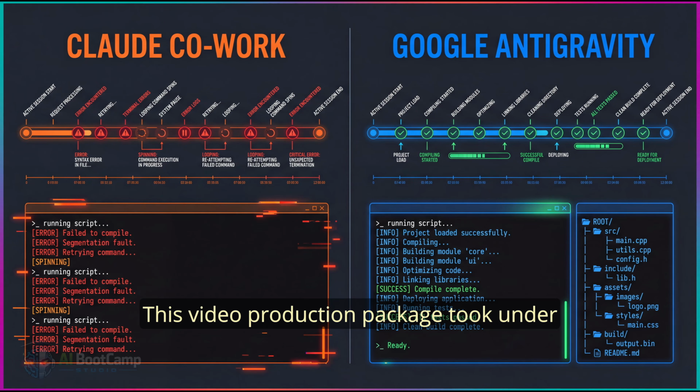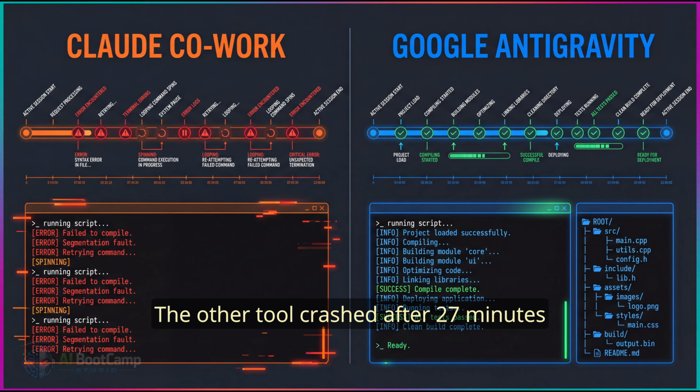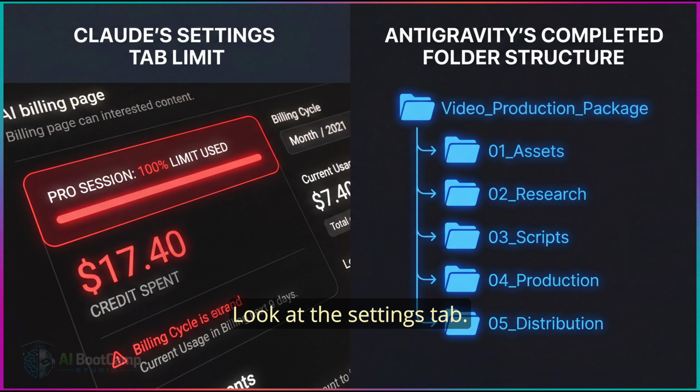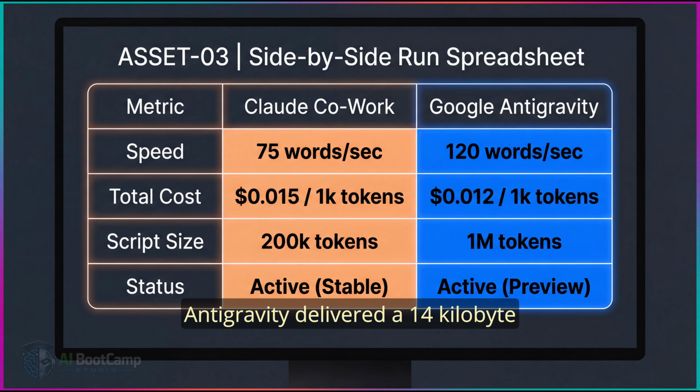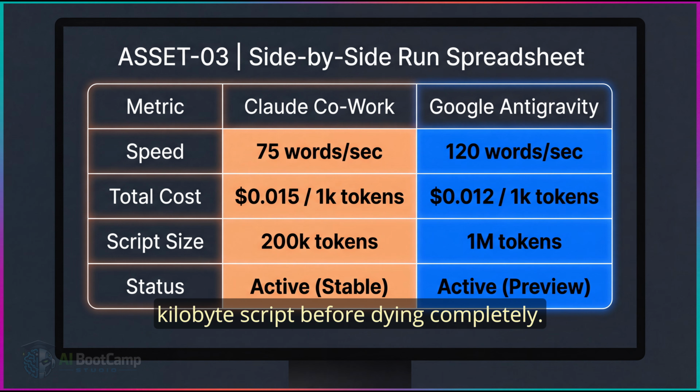Video production package took under 10 minutes to build on one tool and cost 5 cents. The other tool crashed after 27 minutes, costing $17 in credits. And look at the settings tab. 100% of session limits used. $17.40 drained. Antigravity delivered a 14 kilobyte complete production package. Claude cut corners with an incomplete 9 kilobyte script before dying completely.